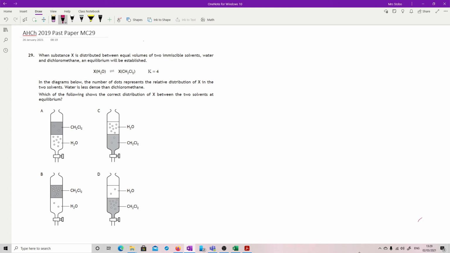29. When substance X is distributed between equal volumes of two immiscible solvents, i.e. they won't mix, water and dichloromethane, an equilibrium will be established, and you've got the equilibrium here. Okay, so what that means is that K, which equals 4, is equal to X CH2Cl2 over X H2O. Okay, put it that way.